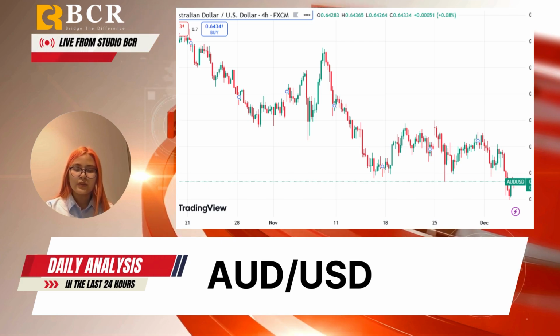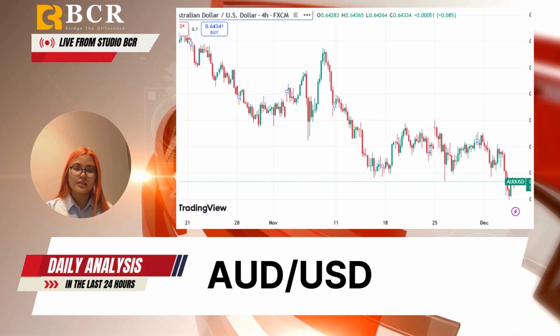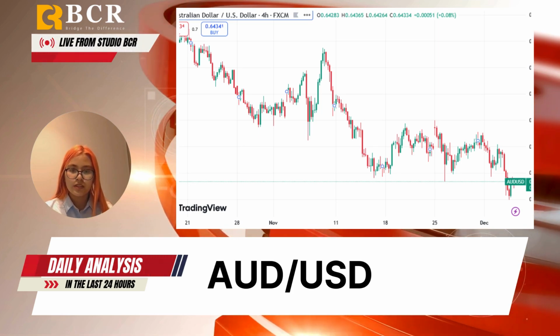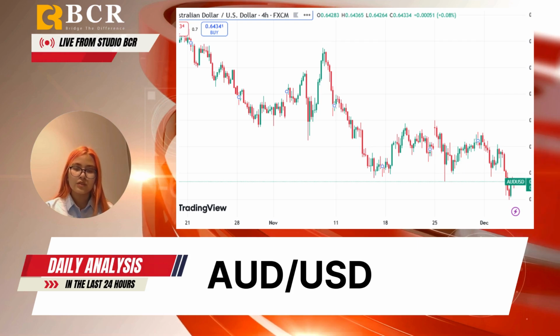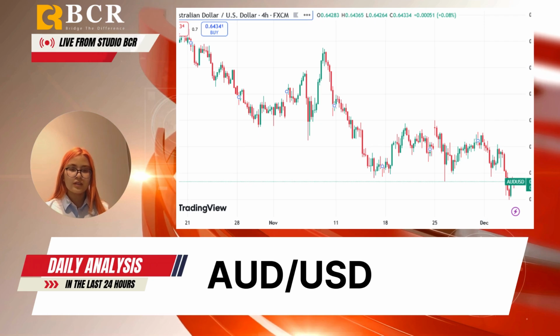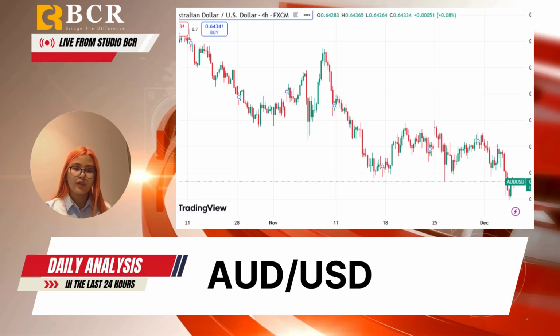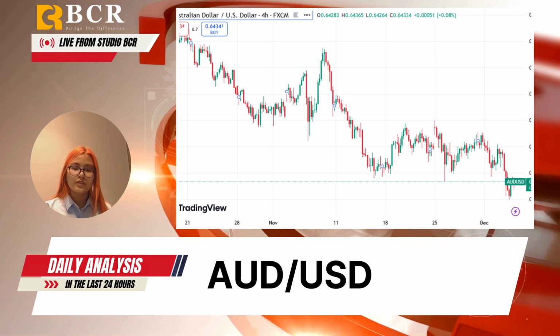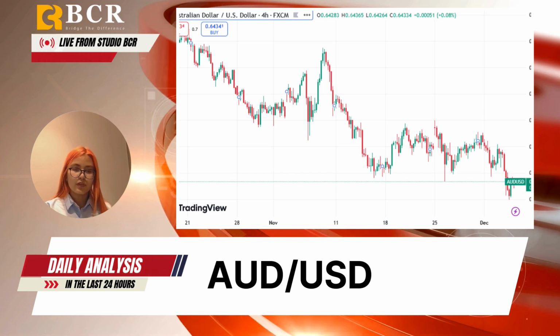Technically, the pair is still in a bearish trend with resistance at 0.65 and support at a recent low around 0.64. If the pair breaks below 0.64, it will retest the year-to-date lows around 0.635. If you're looking to trade the Aussie dollar, a long position would be considered around 0.6415 with a stop loss at 0.64 and a target of 0.647 to 0.648.